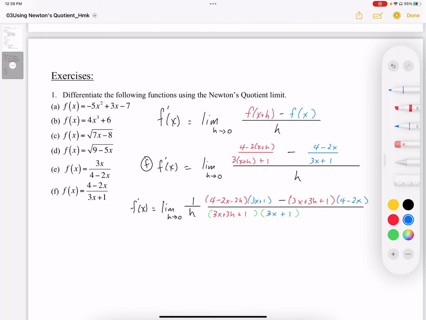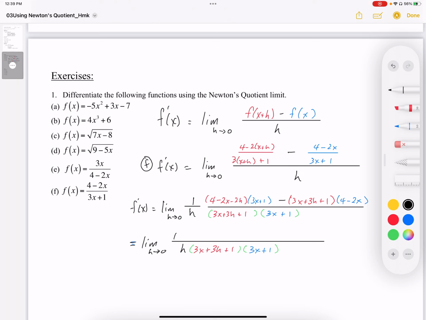I need to expand out the numerator then. So I end up with the limit. This is equal to the limit as h approaches 0. I'm going to put that h as a factor in the denominator. My common denominator was 3x plus 3h plus 1 times 3x plus 1. Okay, so there's my common denominator. And the numerator is just an expansion. I just have to be careful when I expand this. So I'm going to expand this.